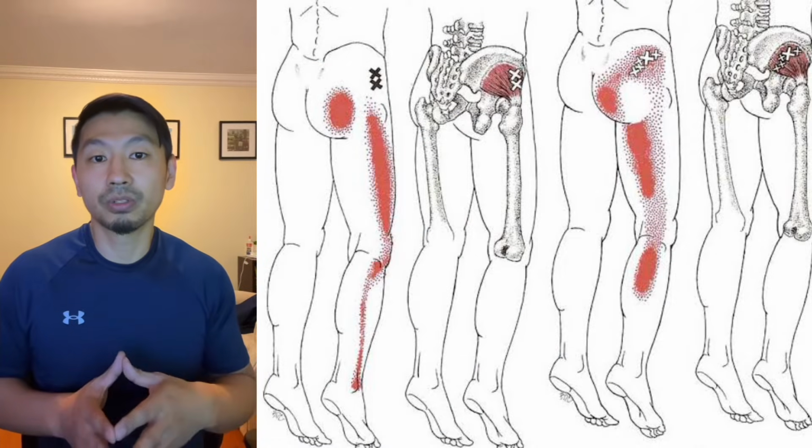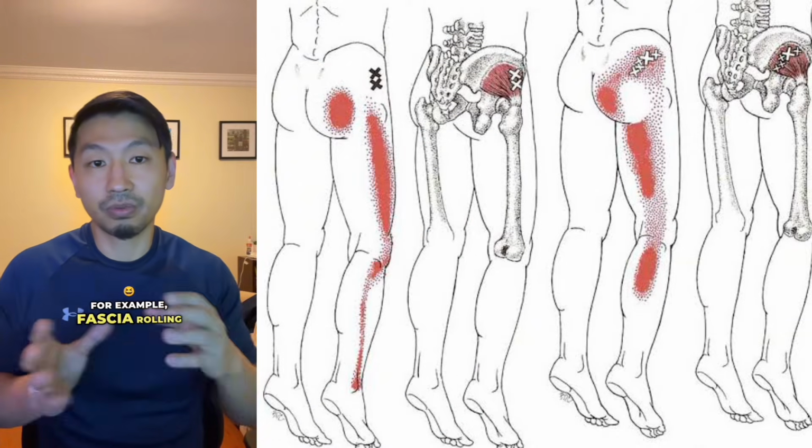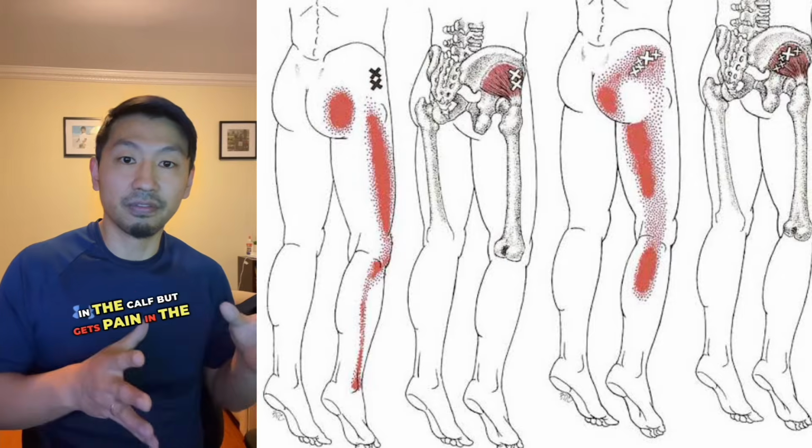Number 3, adhesions can restrict movement or impinge nerves, which can cause pain, especially pain that can travel across a large area. This is called a trigger point. For example, fascia rolling in the calf but getting pain in the foot.